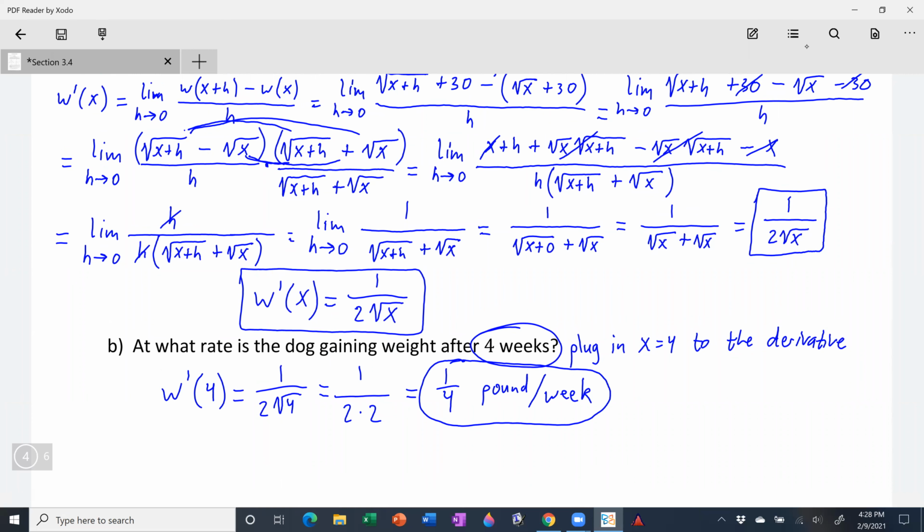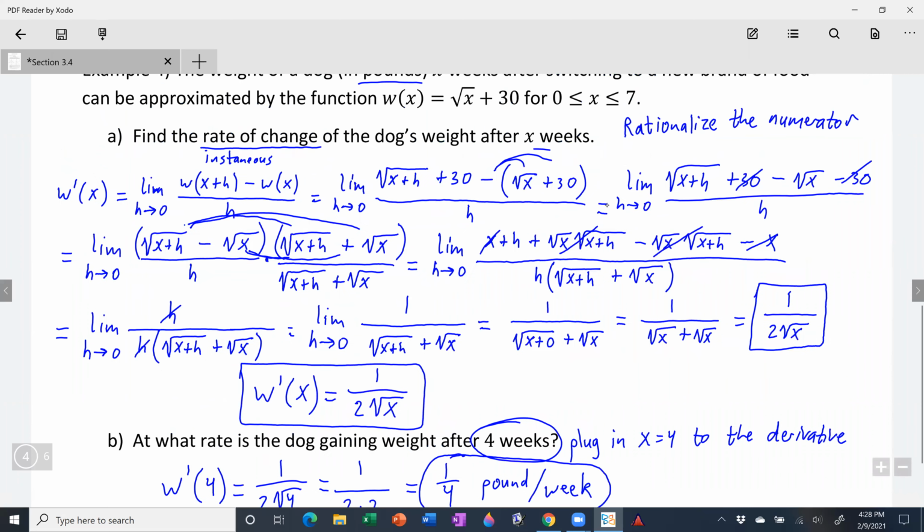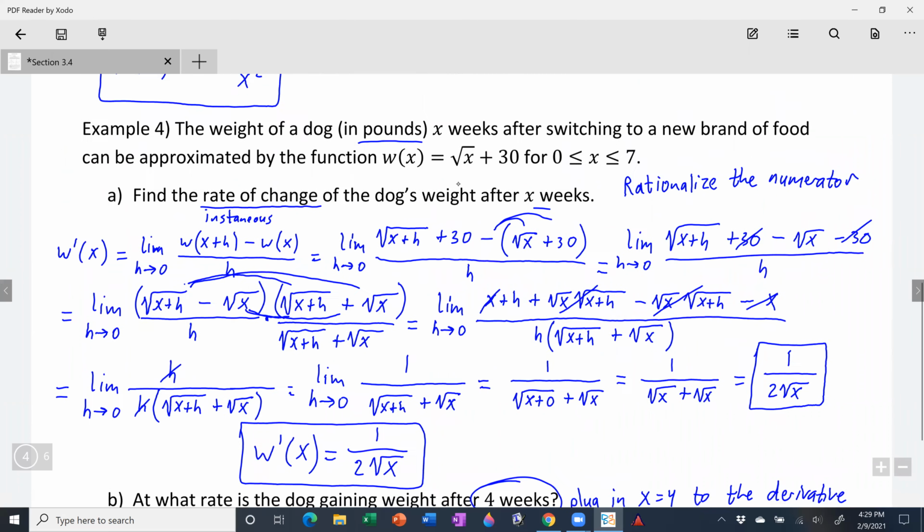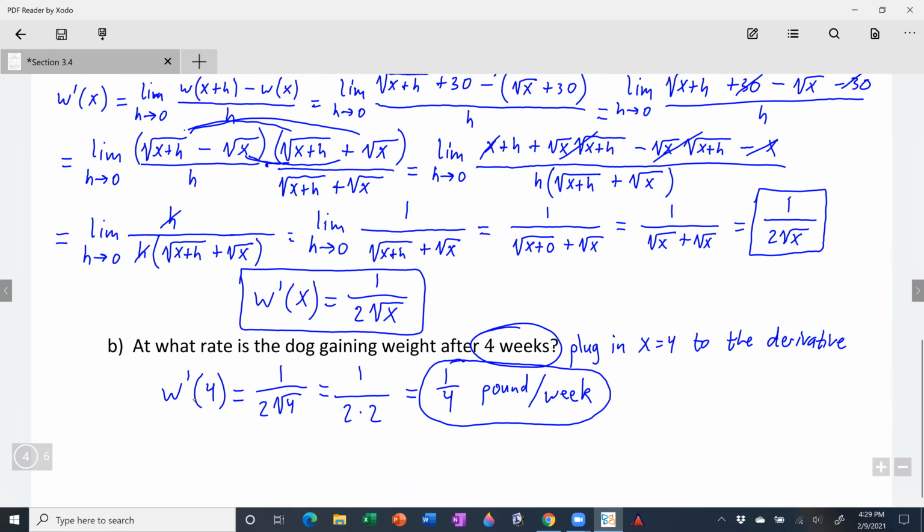Okay, now if we worked out that process at week 5, it'll probably be a different rate, because this function is a square root function. So it's curving, it's changing. So the instantaneous rate is probably different at w prime of 5 and w prime of 6 and so on. But right at 4 weeks, the dog is gaining weight at a quarter-pound a week.